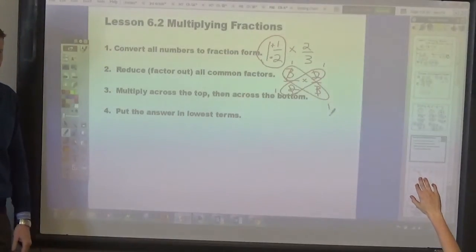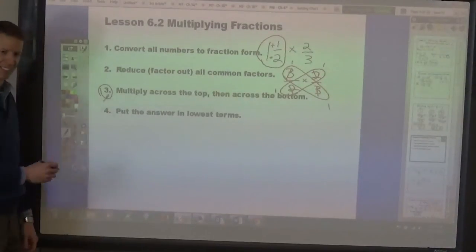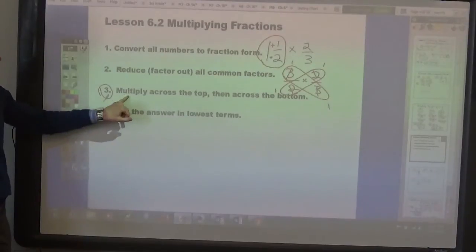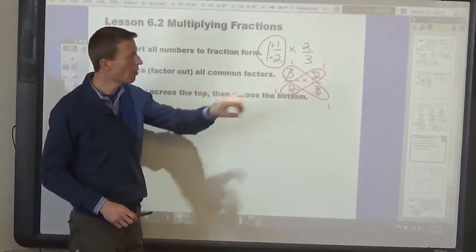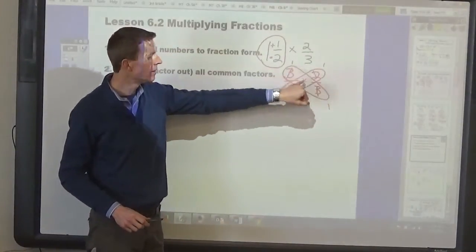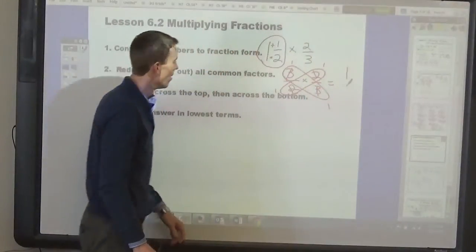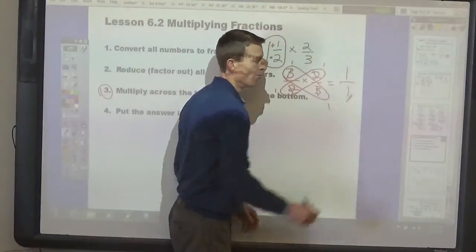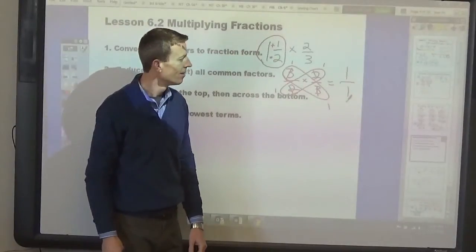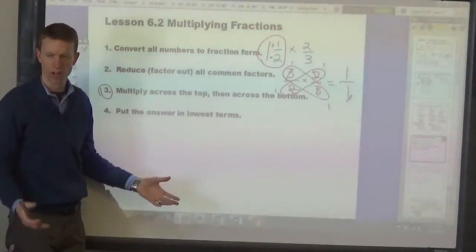What answer's 4? What? Yeah, 1, 2, 3, 4. No. 1 over 1. Did you guys read step 3? Did you read the top? It says multiply. Multiply across the top. What numbers are left on the numerator? What numbers are left on top? 1 times 1. What's 1 times 1? 1. Then across the bottom, 1 times 1. 1. And then reduce or write the answer in lowest terms or simplest form. What's 1 over 1? 1.